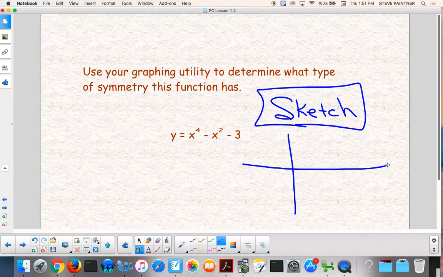So what's it symmetrical to? Okay, people have got it. Some people have it. Some people are still punching it in, but it kind of looks like this, and it went like that. Right? Okay, so what'd you say? What type of symmetry does this function have? Y-axis. Okay.